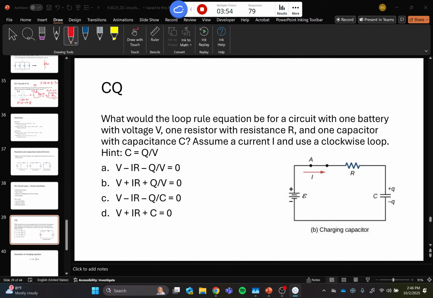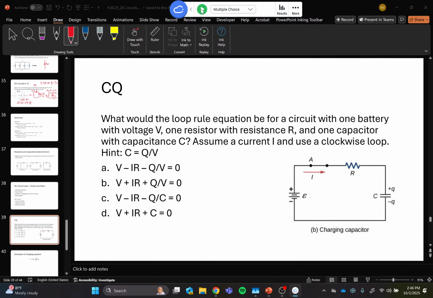All right, give me 10 more seconds. And 5, 4, 3, 2, 1.